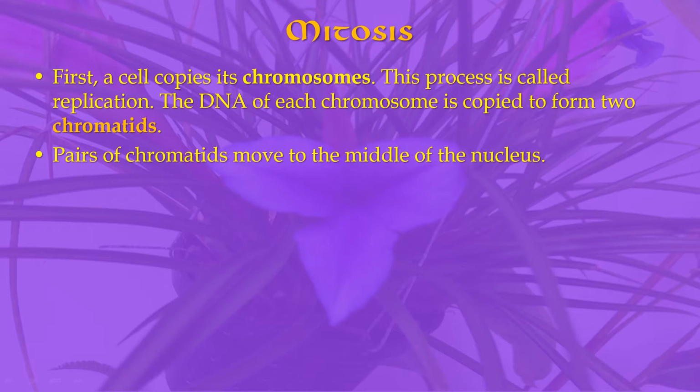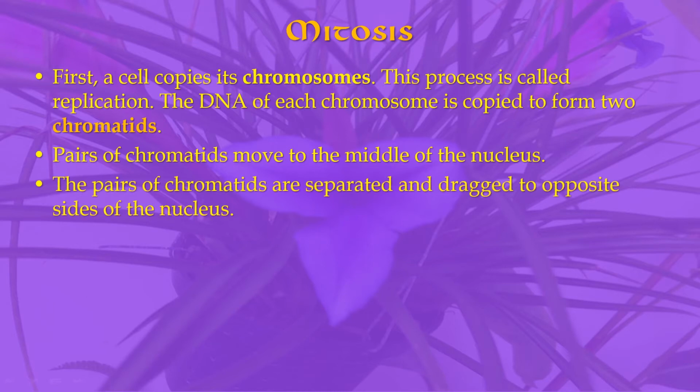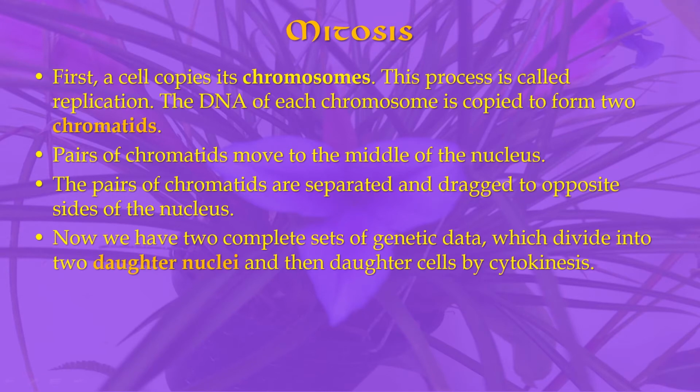The chromosomes move to the center of the nucleus, and the chromatids are pulled apart from each other and dragged to the opposite sides of the nucleus. We now have a complete set of 46 chromosomes at each side. Now the nucleus divides into daughter nuclei, and then the cell itself divides into daughter cells. This process of division is called cytokinesis, which we will talk about in a moment.